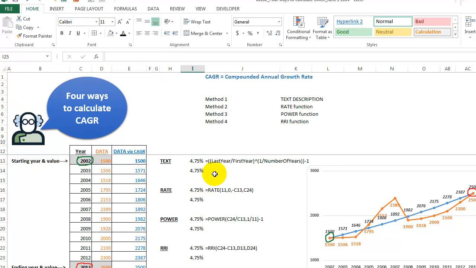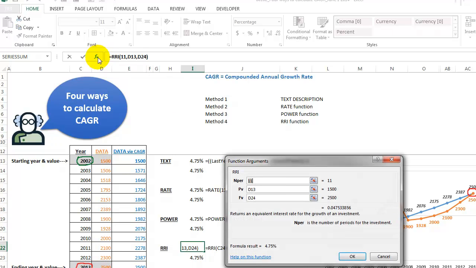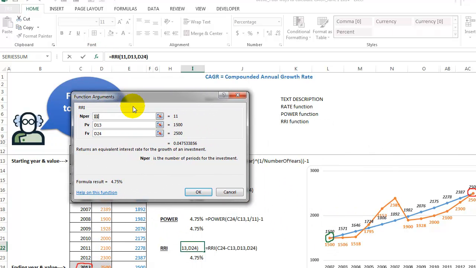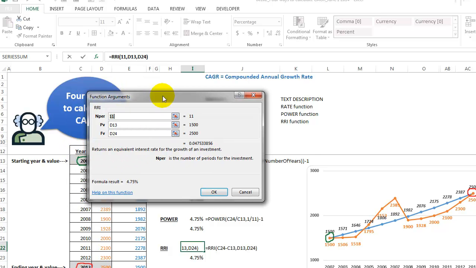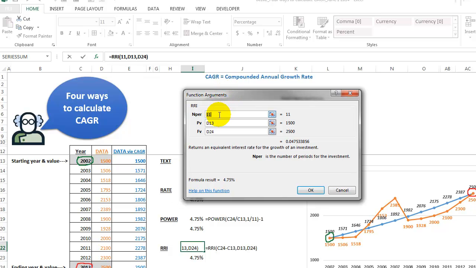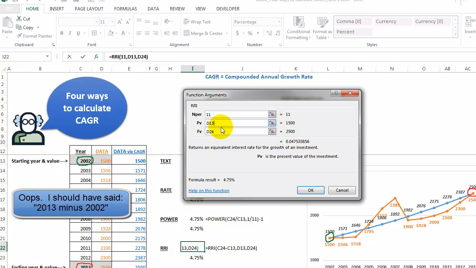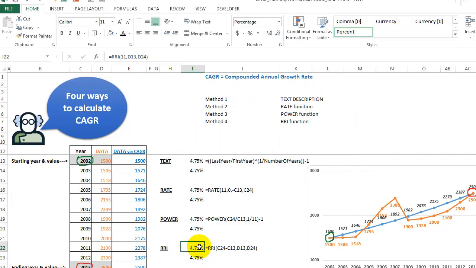And finally, here's a new way to do it, method 4, the RRI function. Let's take a look. Go in here, we'll press this, and it allows you to show the equivalent interest rate for the growth of an investment, as it says right here. So all you have to do is plug in the three things, the number of years, either type it in or you just do your formula equals 2013 minus 2012, the present value and the future value, and you don't have to enter either one of the values with a negative, and that gives you the proper rate.